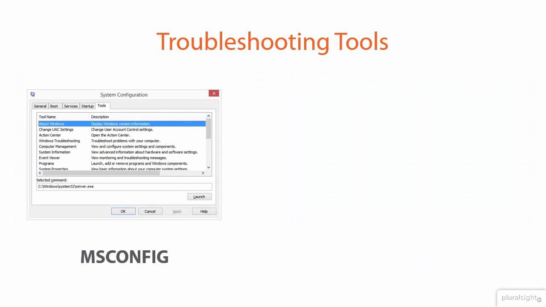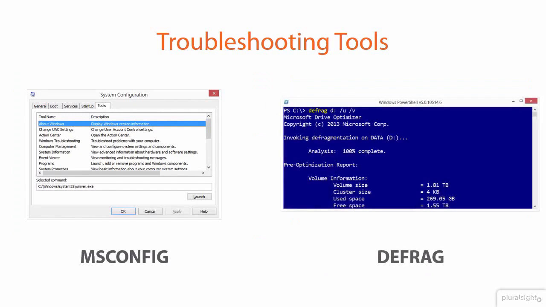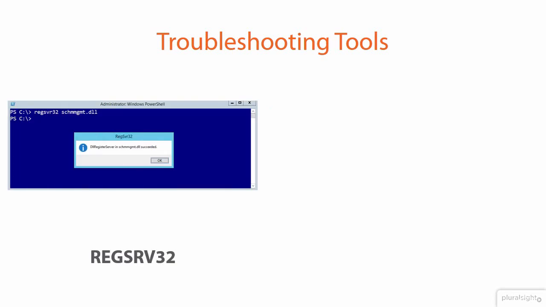msconfig, been there, done that, bought the t-shirt. That gives you access to boot order, system services, startup applications, and various tools. Defrag, it's a command line disk defragmenter, and as you can see in the window, you type something like defrag D: /U /V. Those are called switches or parameters. So I'm saying I want to defrag my D drive and I want to see lots and lots of verbose output to see exactly what's going on.